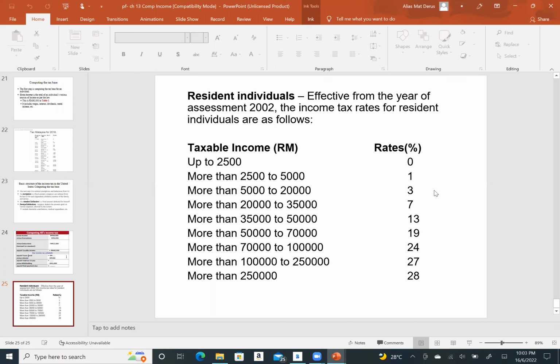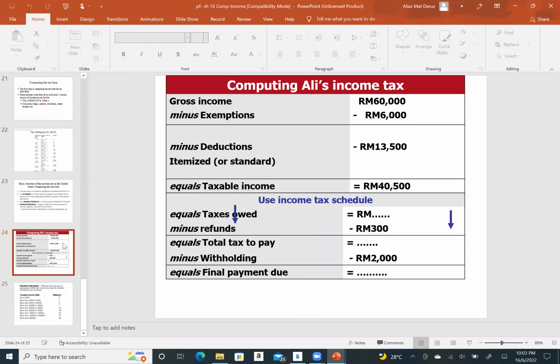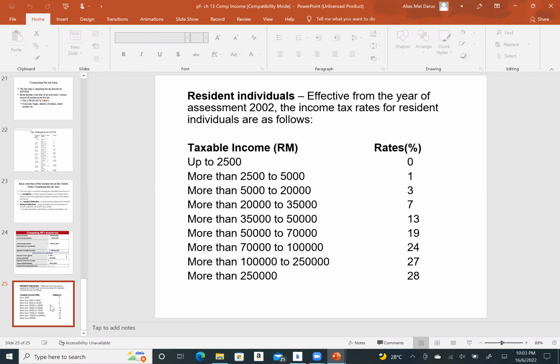Okay. All right. So now, next, how do we compute the tax? Assuming that the taxable income is 40,500, then we will have to compute the tax according to this rate and the brackets. Okay? All right. So this is how we do it.